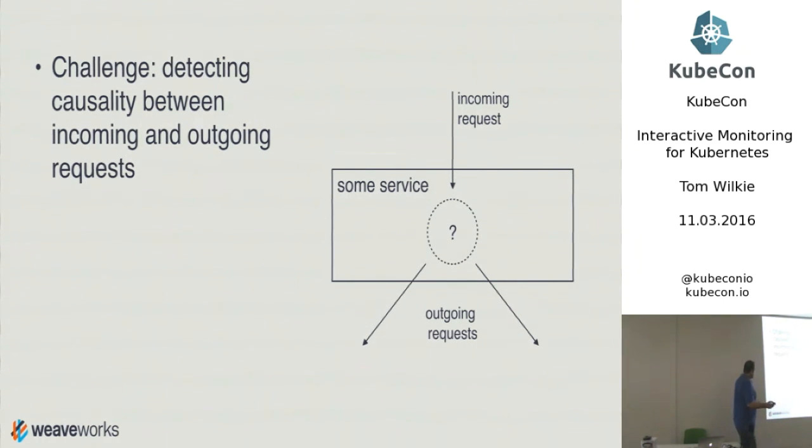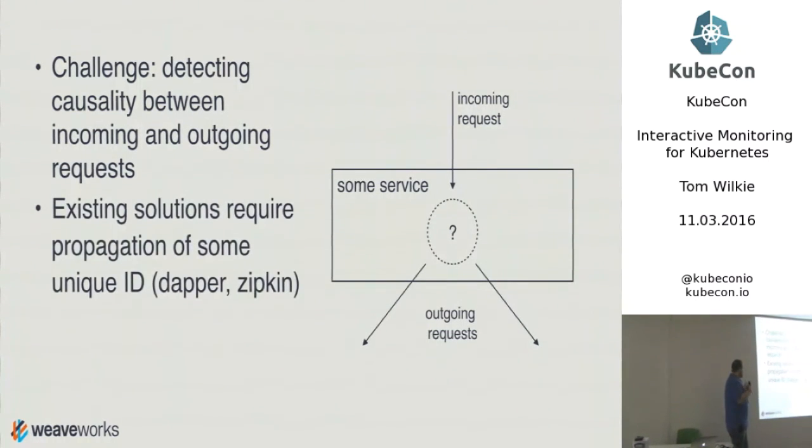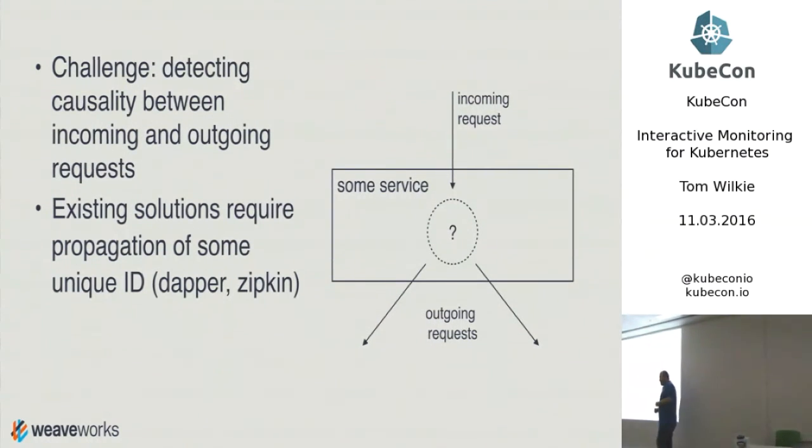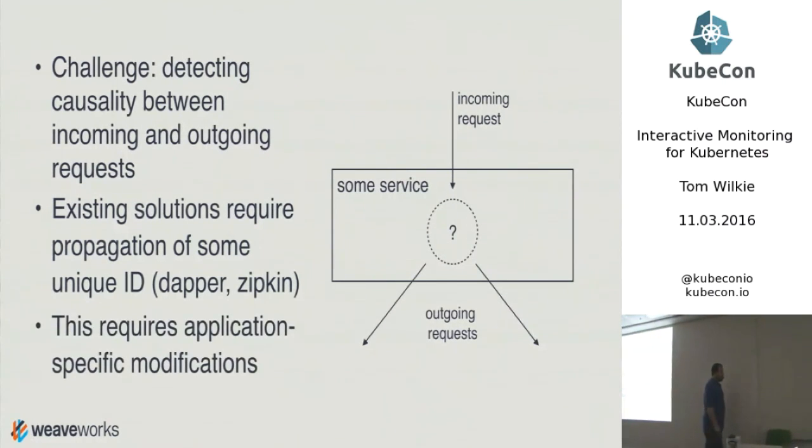So the way we do this with Dapper, with things like OpenTracing, is we propagate some unique ID. Maybe we stick it in an HTTP header saying, this is request number 123. And then on every outgoing request, we propagate the same unique ID. But of course, to do that, you need to make sure your application does that. That means you need to instrument your application. So this means you need to modify it.